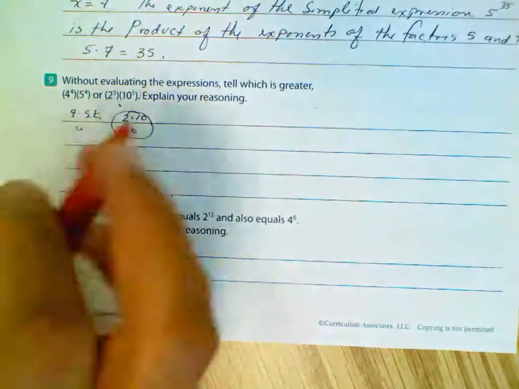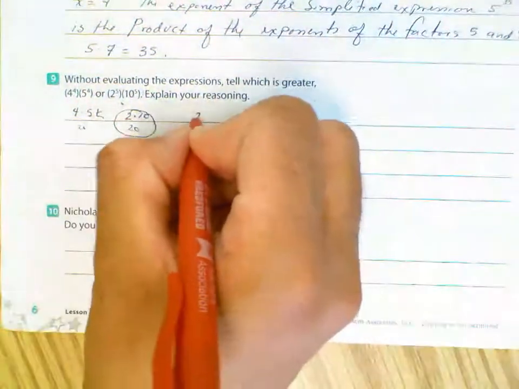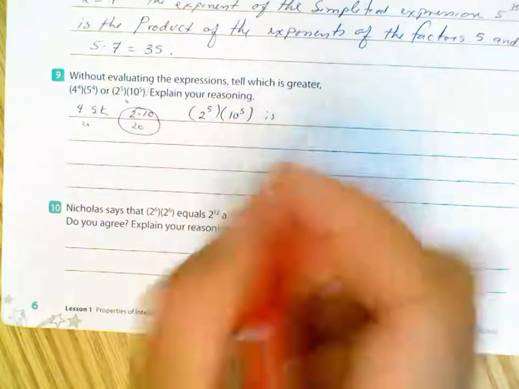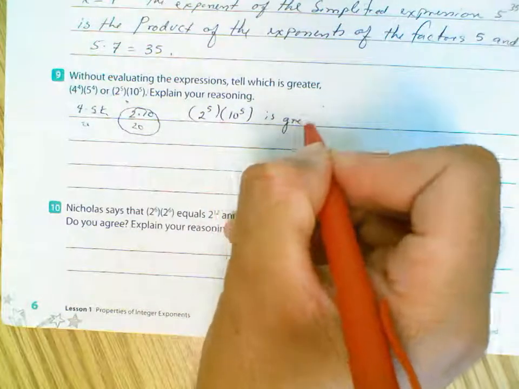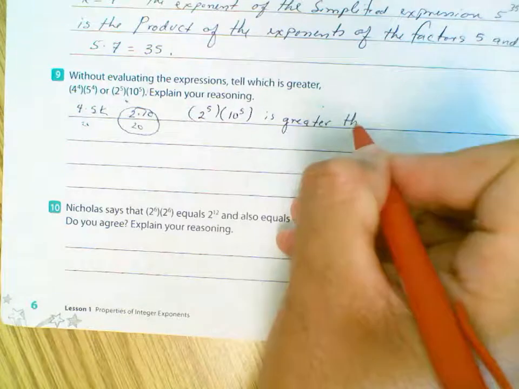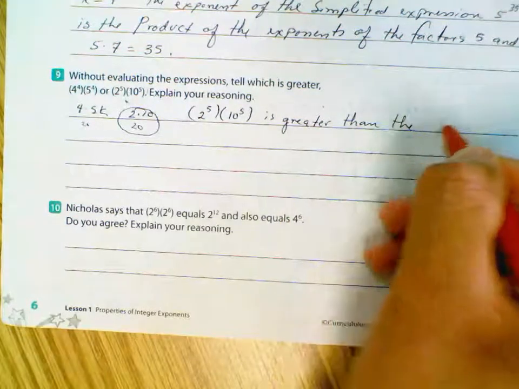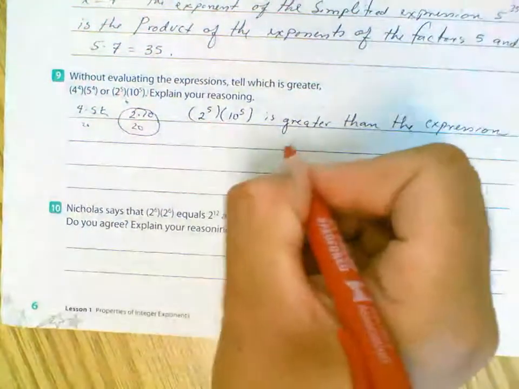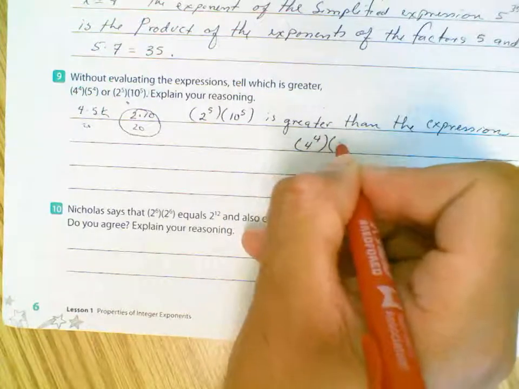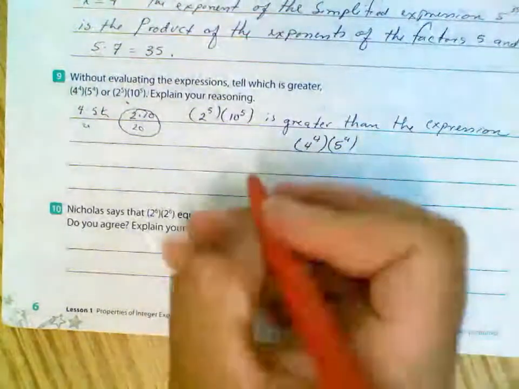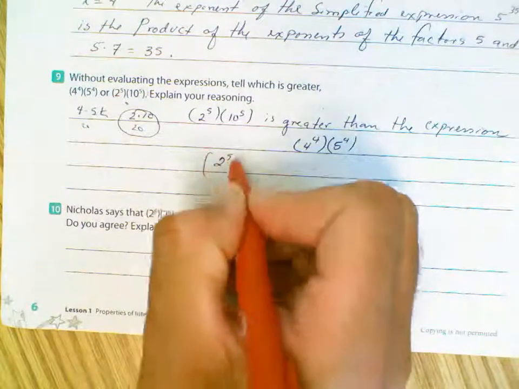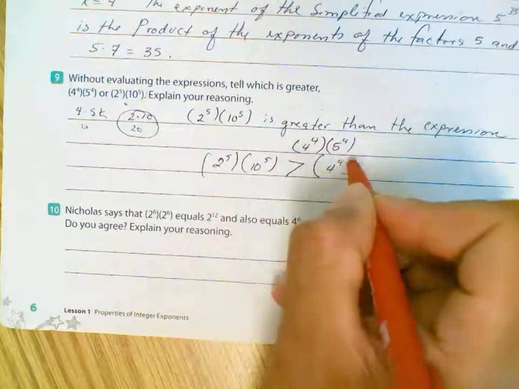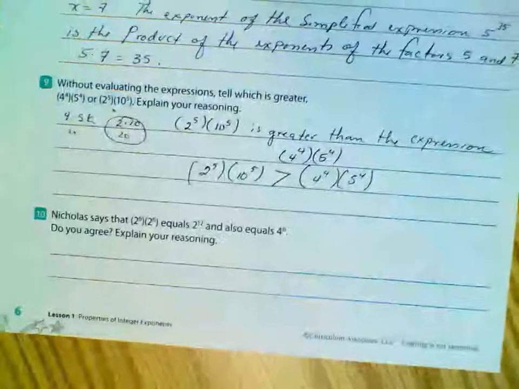So in this case, what can you say? Okay? 2 to the 5th power times 10 to the 5th power is greater than the expression, in this case, 4 to the 4th times 5 to the 4th power. Or you can write it in symbols. 2 to the 5th times 10 to the 5th is greater than 4 to the 4th times 5 to the 4th power. Okay?